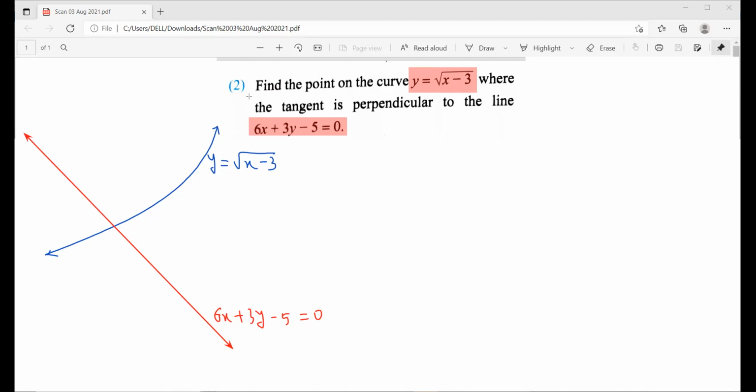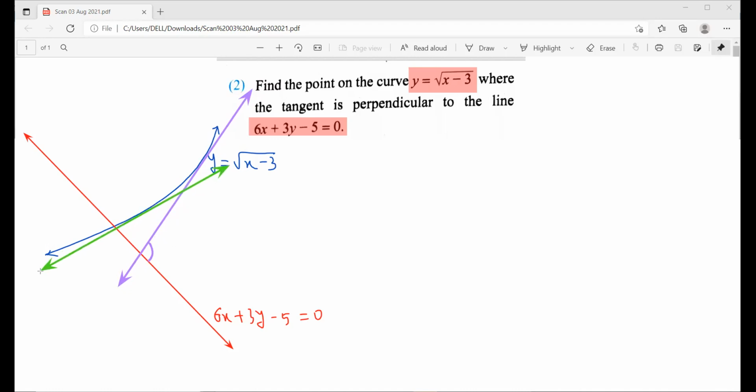Suppose I draw the tangent at this point. So is it perpendicular? The answer is no. See, this angle is not 90. It is more than 90 from this side. Suppose I get a tangent to the curve at say this point.